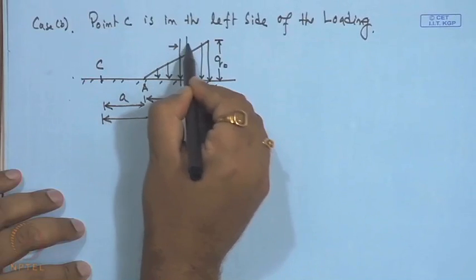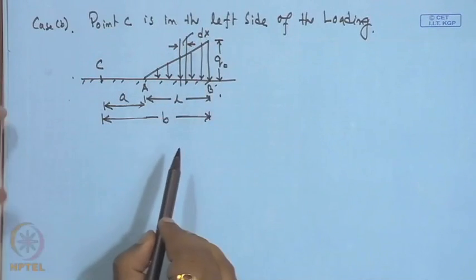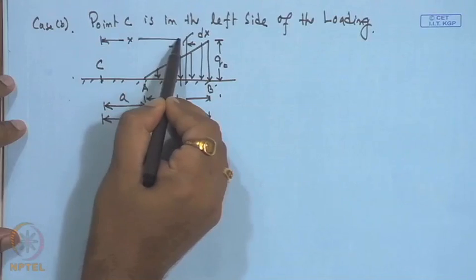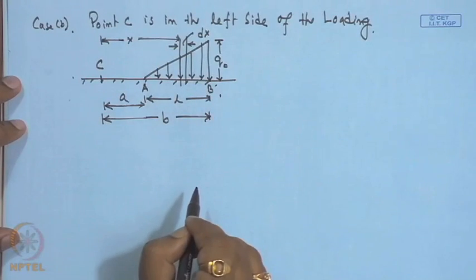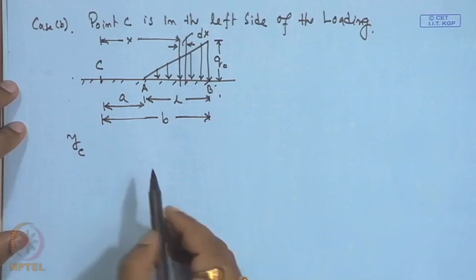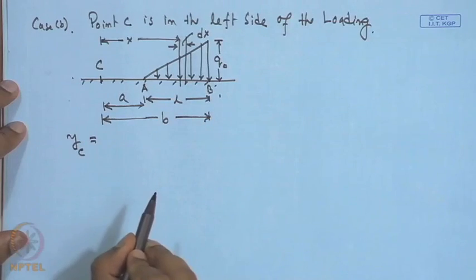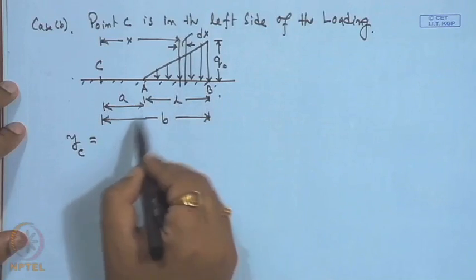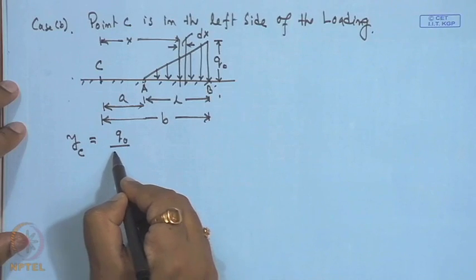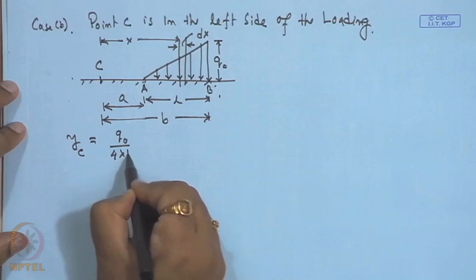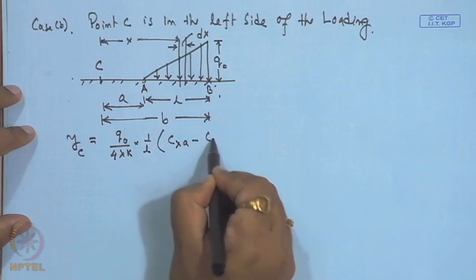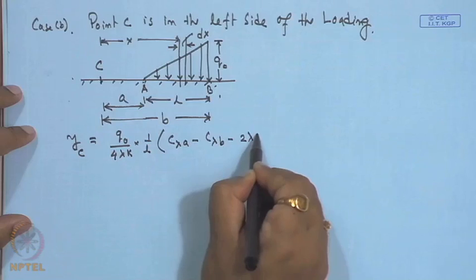And similarly here also we have to take a small segment dx, and depending upon the position of this dx, that will be the distance x from the C point. Then we put the value in the expression, and after integrating, you will get the final form of the deflection. This is the same as for the UDL, where we have to change the limit from A to B. Once we do that, the final form is Q_0 divided by 4 lambda k into 1 by L into C lambda A minus C lambda B minus 2 lambda L D lambda B.